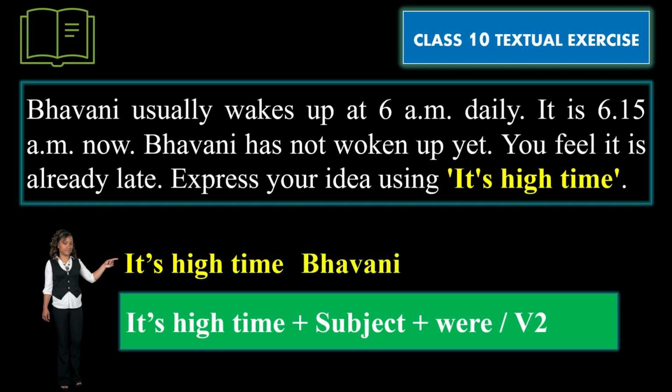It's high time, Bhavani. And what is the verb that we are supposed to use? We have to use wake up, but what is the past tense of wake up? Woke up. So it's high time Bhavani woke up. Simple. So the meaning is that Bhavani should have woken up by now, but she hasn't done it yet. So we think it is a bit late. Okay, now let's look at another one.